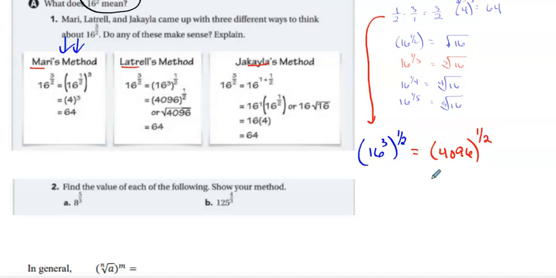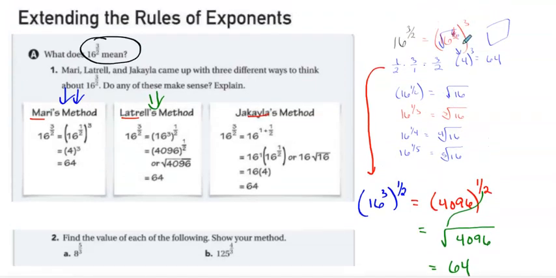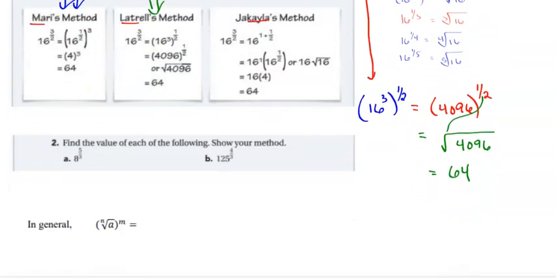And now, again, what does that mean? The 1/2 power implies take the square root of 4,096, which you may not know off the top of your head. I mean, I definitely don't, but it happens to be 64 as well. So, Luttrell's method. Cool, but your numbers got a little bigger here. Compare Mary's method, where I took the square root of the number first and then cubed it. By taking the square root of the number first, I made the number much smaller. I took the square root of 16 first and turned it into 4, and then cubed 4, rather than cubing 16 and then taking the square root.